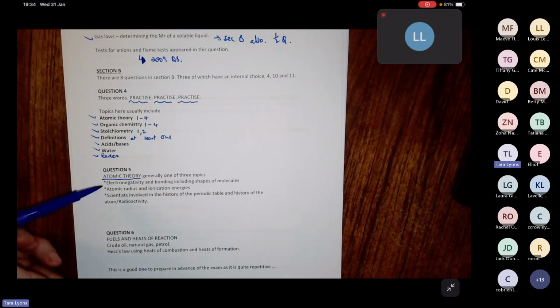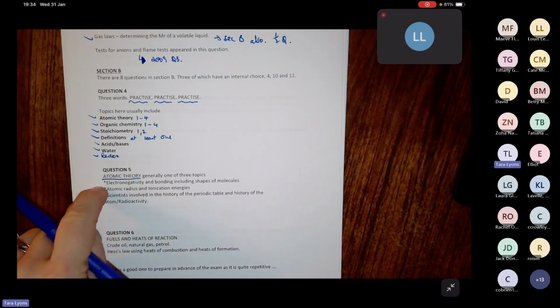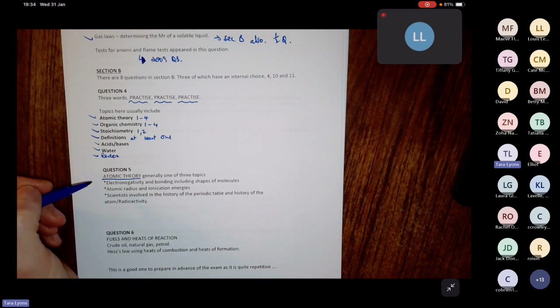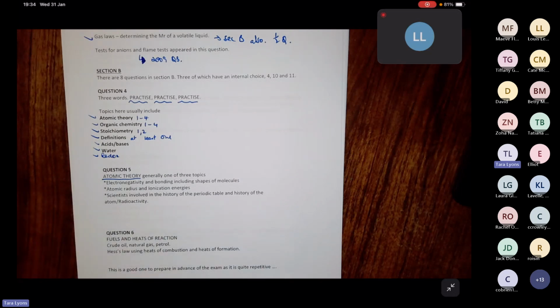So whatever one of these topics appears in question 5, it won't be in question 10 or 11. But if it's not in question 5, it very likely could be in question 10 or 11. So your question 5 is a full 50-mark atomic theory question, usually on one of these topics. And whatever topic is examined in question 5, they will ask the other topics that weren't examined in question 10 or 11.